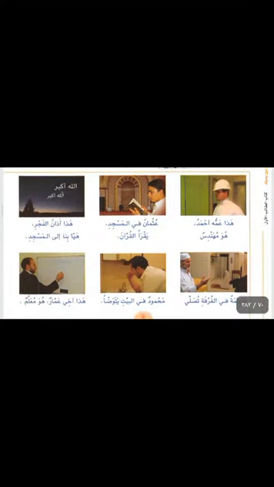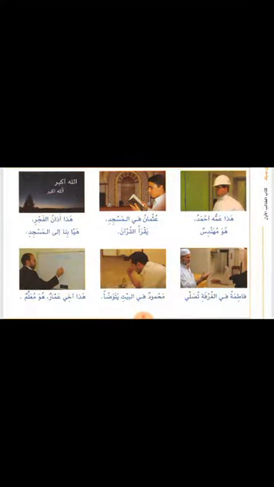Unzur wastame' wakra', see and listen and read. Read the sentences. This is his uncle. Ammuhu, his uncle. This is his uncle Ahmad. Okay. He's an engineer. Uthmanu fil masjid yaqra'u al-Qur'an. Uthman in the masjid reads the Quran.